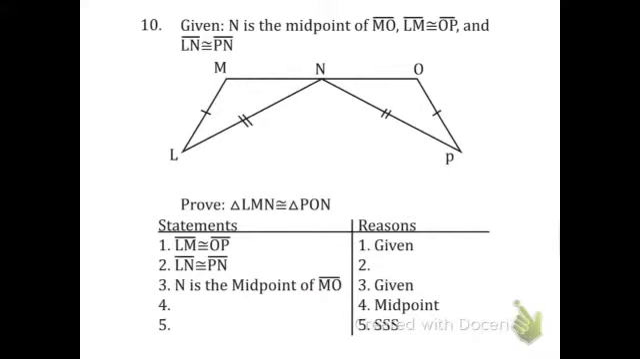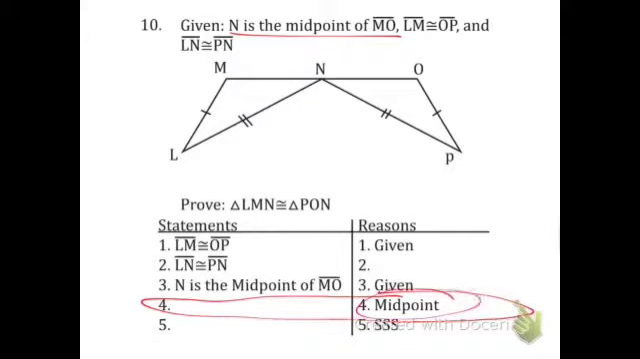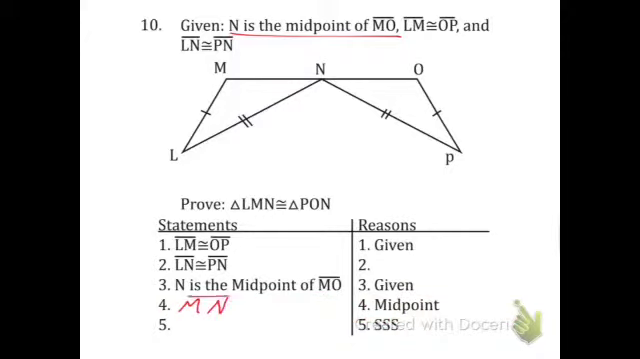Moving on to 10, N is the midpoint of MO. So this is the halfway mark of this entire length. And so these 2 sides are going to end up being congruent. That's just definition of midpoint. Oh, and that's probably going to be right here. Midpoint. That's what that means. And we're going to fill that in right now. MN is going to be congruent to ON because of the midpoint.